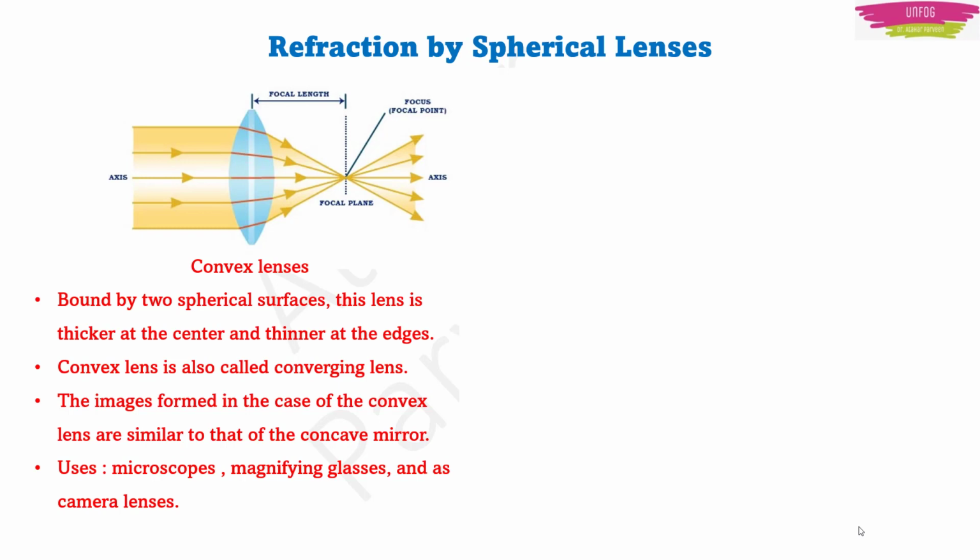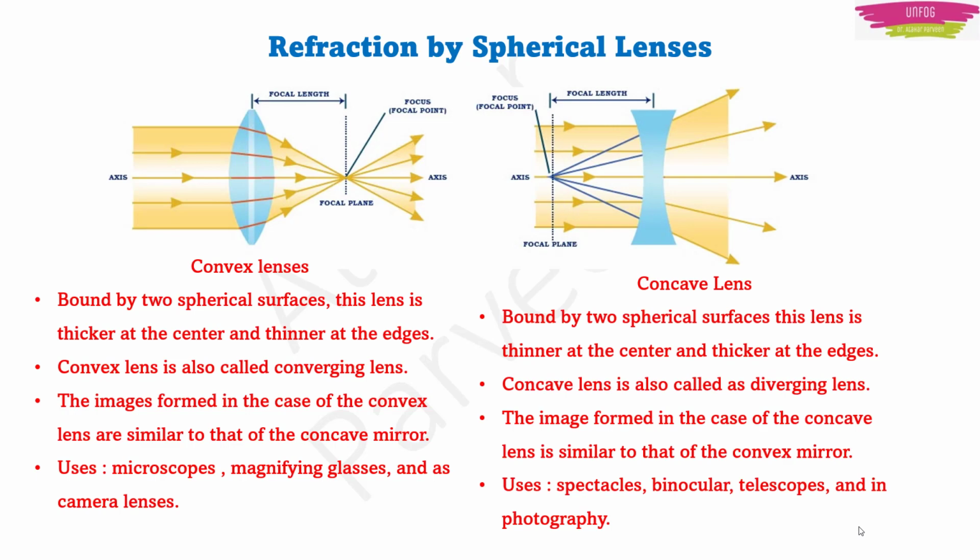Here you can see that the convex lens is made by sticking two spherical surfaces together. It is thicker in the middle and thinner at the edges. This convex lens is also called a converging lens. The images formed in the case of the convex lens are the same as those formed in a concave mirror, which we discussed in the previous class. And because of the converging property of convex lenses, they are used in microscopes, in magnifying glasses and in camera lenses.